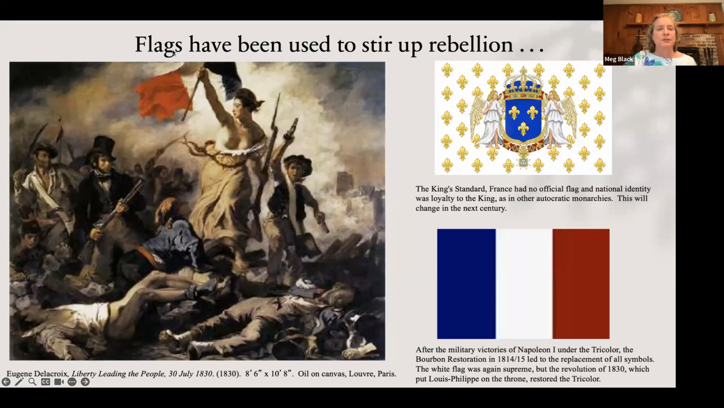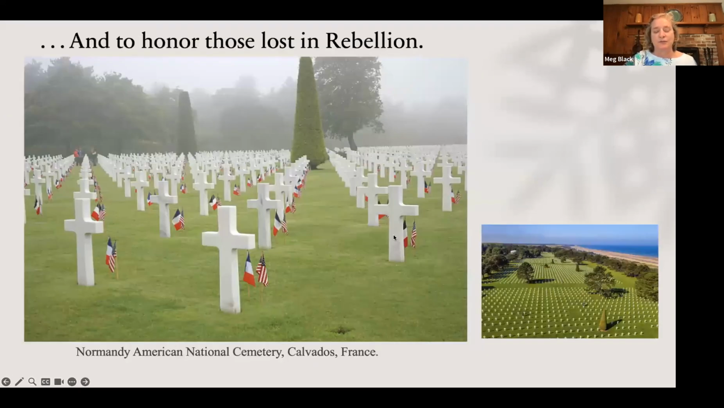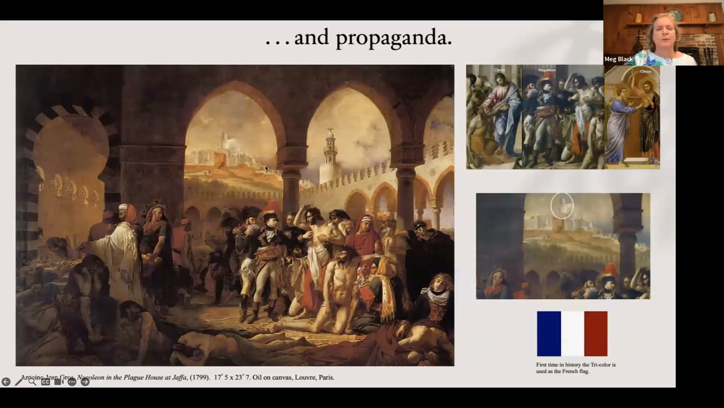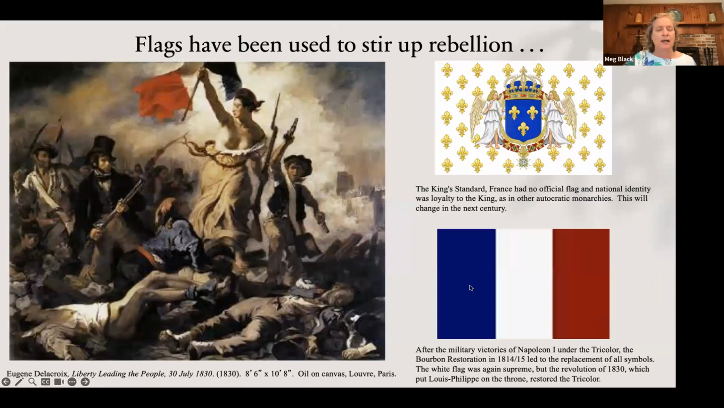So we see this also as flags, not only as propaganda, but also being used to stir up rebellion. And we can consider that there's been a lot of talk lately about the Confederate flag and its role in American history. So in the past few years, we've seen a similar situation where flags, again, this was not the French flag. This was the flag of Napoleon, who has since been defeated in Waterloo by the time Delacroix gives us this painting of Liberty Leading the People.